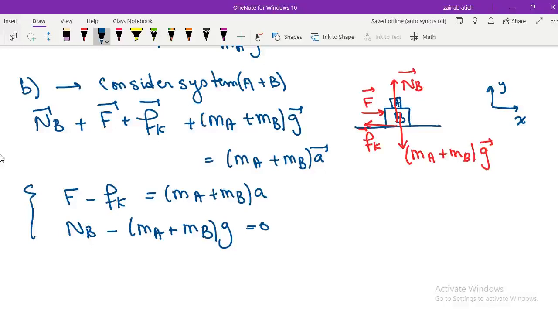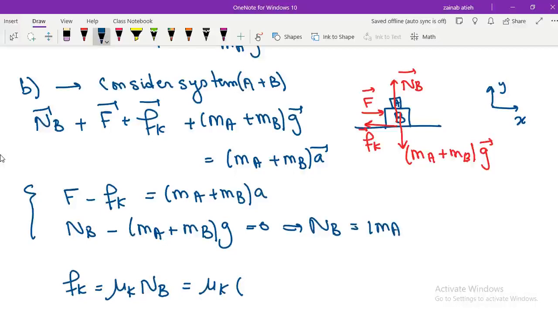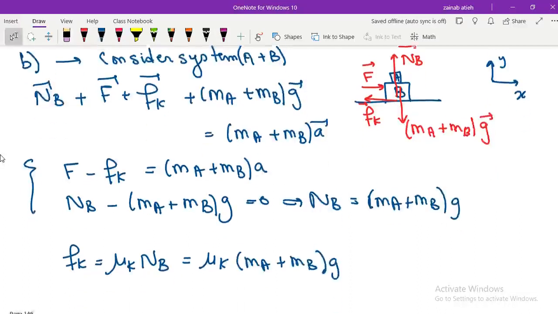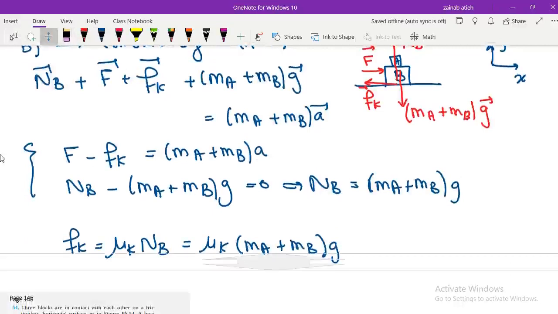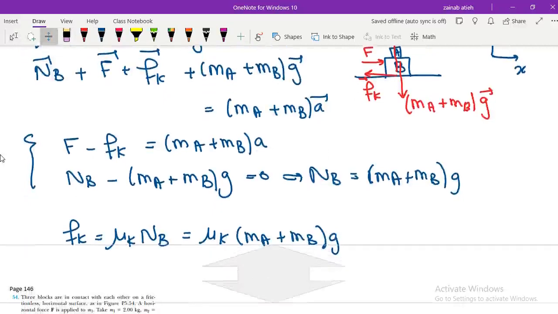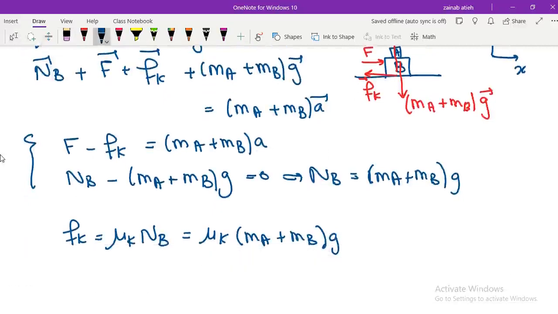So FK is equal to mu K NB. On the ground, the friction FK and the normal are on the same side, so it's equal to mu K, which is given. From the Y equation, NB is equal to MA plus MB G. I can substitute numbers, but I usually leave them till the end, because sometimes we ask problems with only letters, not numbers, so you know how to solve. So now I have FK and I can substitute.